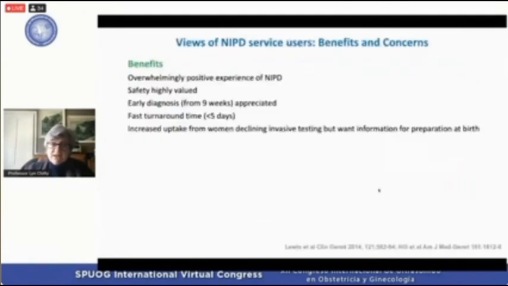Entonces, una diapositiva rápida sobre lo que los pacientes piensan al respecto. Los pacientes y los padres son muy positivos acerca de una prueba en la que el bebé nunca ha sido sometido a un procedimiento invasivo, conservan mucho la seguridad, podemos hacer el diagnóstico tan tempranamente como 9 semanas de gestación, y tenemos los resultados en menos de 5 días. Y hay mayor deseo de mujeres de no hacer pruebas invasivas pero que quieren la información a fin de prepararse para el nacimiento de los bebés que pudieran tener una condición.